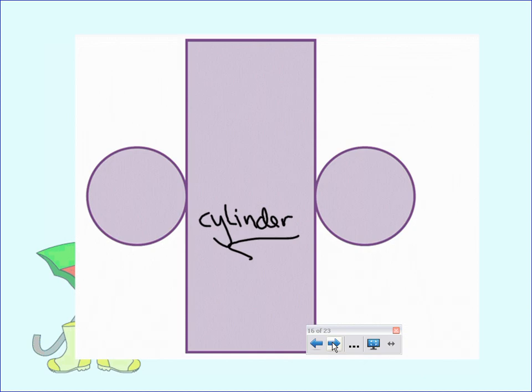The last one is a cylinder. If you look at it, for a cylinder, it has a rectangle and circles for the 2 bases, so it forms for us a cylinder.